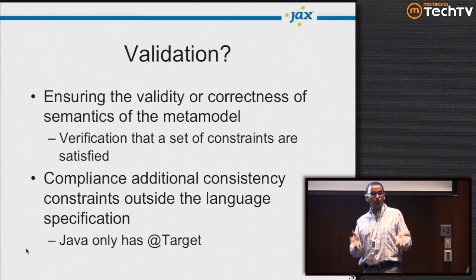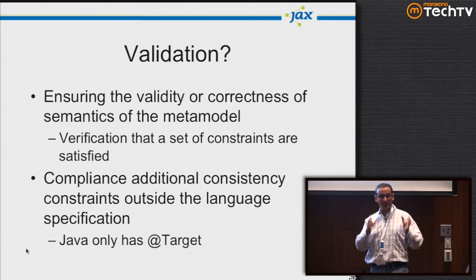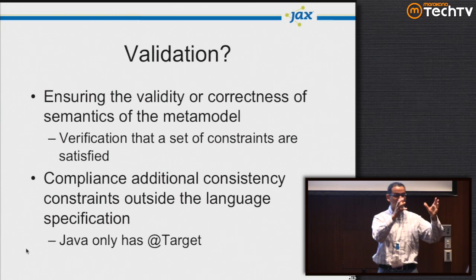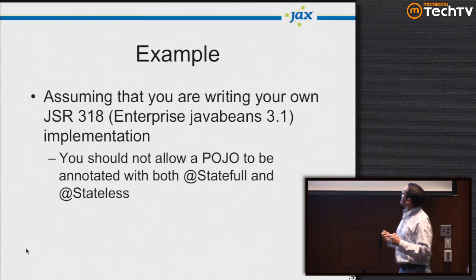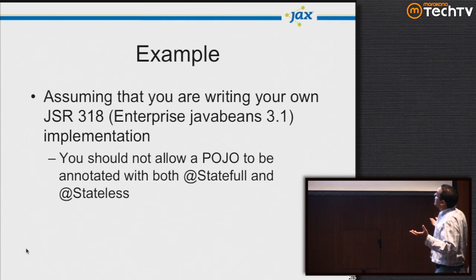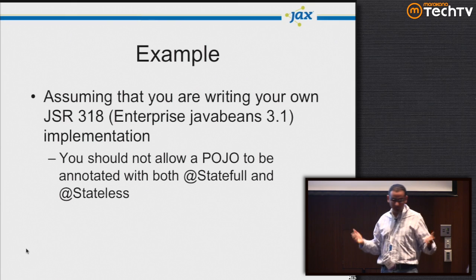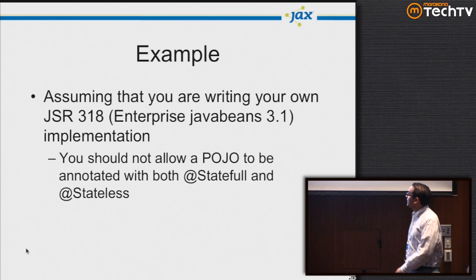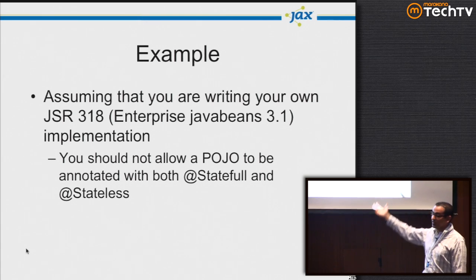The only thing that is enforced by the compiler itself is @Target. Is when you create your annotation, you say that I want this annotation to be allowed only for methods, only for fields, or only for classes. Next. So assuming that you're writing, for example, JSR 318, which is the Enterprise JavaBeans, you woke up this morning and you felt very well, and you want, all right, I'm tired of these guys, I want to create my own implementation. So in the spec, it says that a bean, or like a POJO, can be both annotated as stateful and stateless.